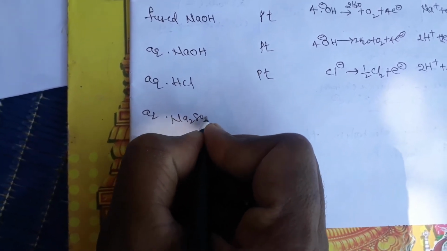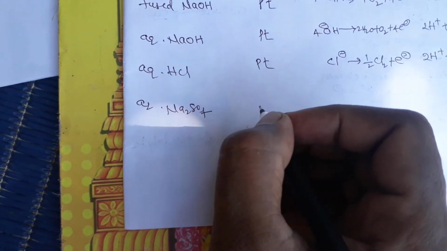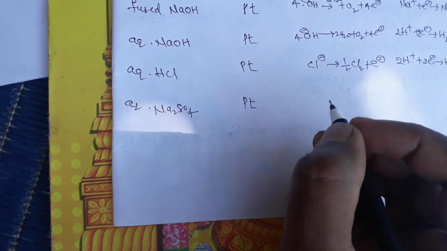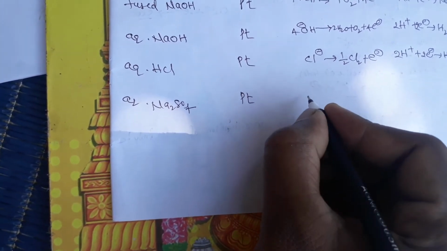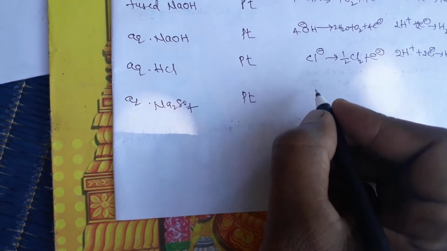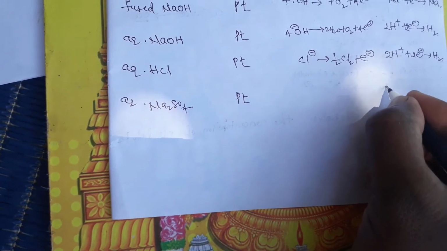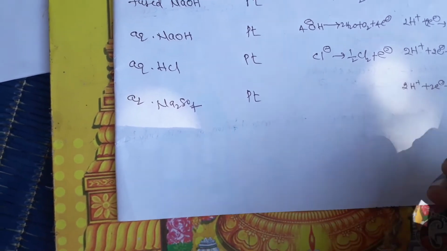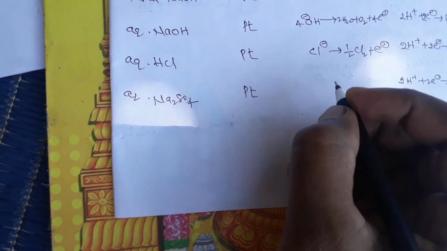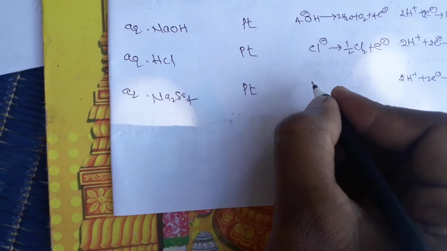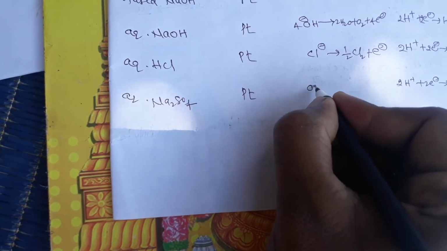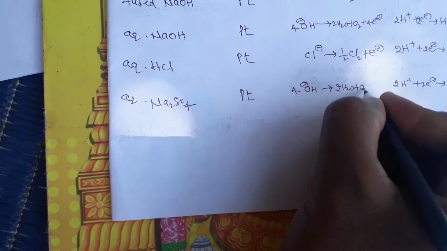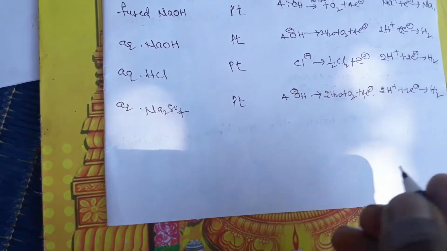So next thing is aqueous Na2SO4. Aqueous Na2SO4 means there is competition between the sodium+ ions and H+ ions. Which one has the least discharge potential is the H+ ions. So 2H+ + 2 electrons gives rise to H2 gas. Next, the reaction at the anode is competition between OH- and SO4 2-. So OH-, obviously 4OH- gives rise to 2H2O plus oxygen plus 4 electrons at the anode.